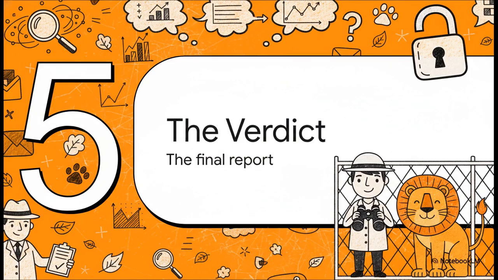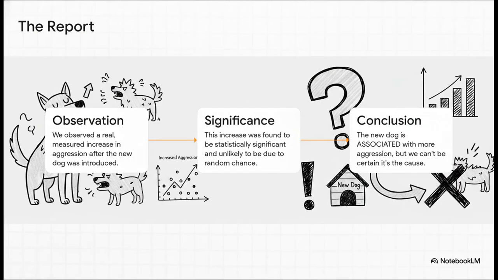So, the evidence is in, it's been analyzed, and the case against coincidence is strong. It is officially time for our data detective to walk back into that zoo and deliver the final report. And the report is super clear, laid out step by step. First, we absolutely observed an increase in aggression. Second, that increase is statistically significant. It's not just a fluke. And that leads us to the third crucial point. We can now say the new dog's arrival is associated with more aggression.